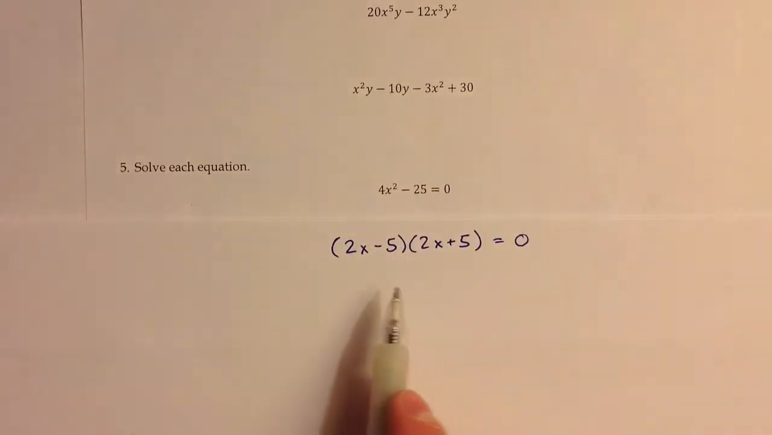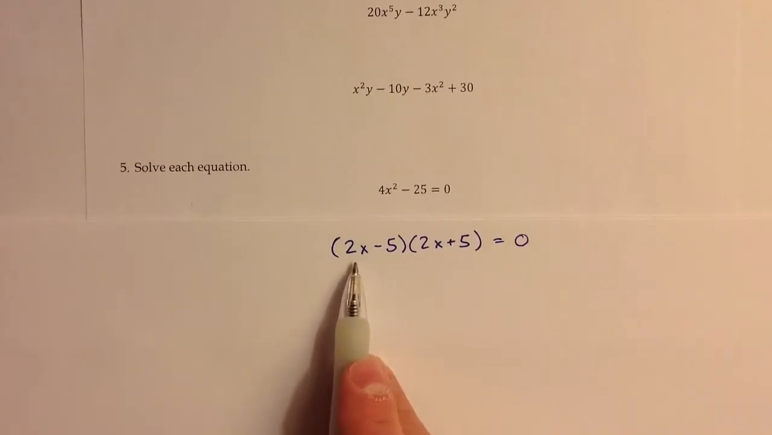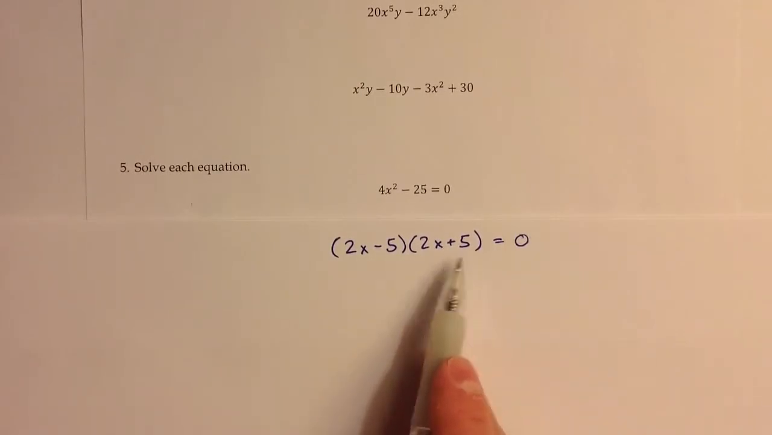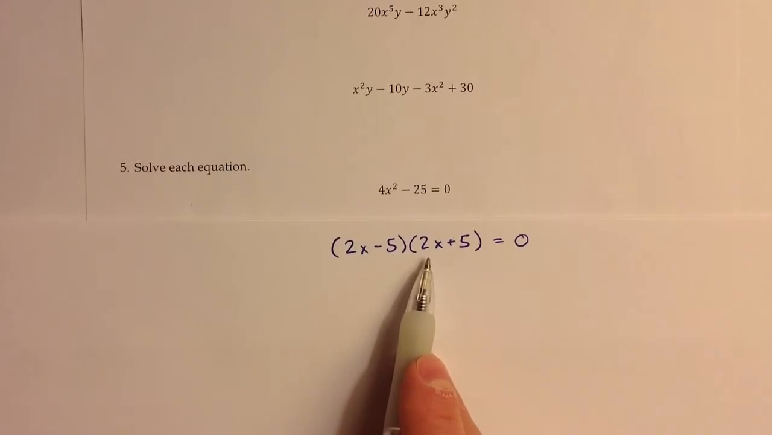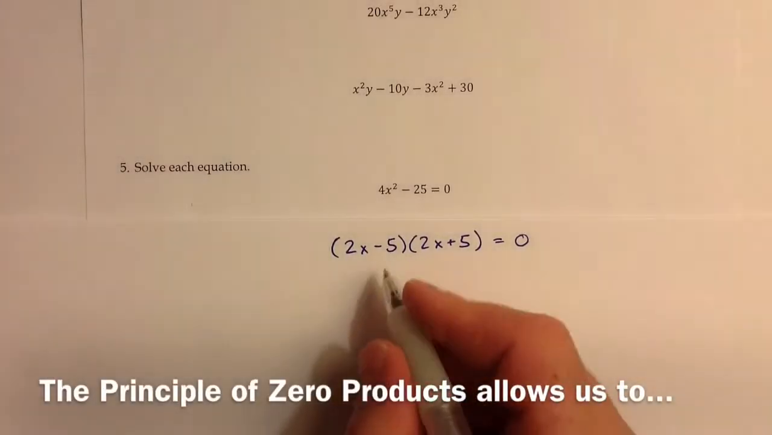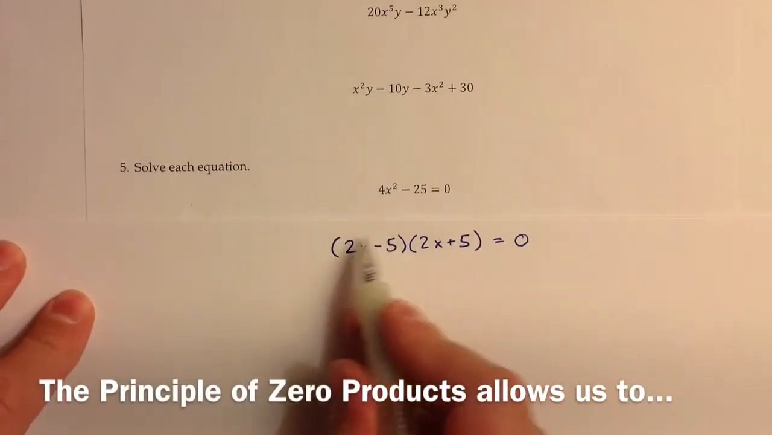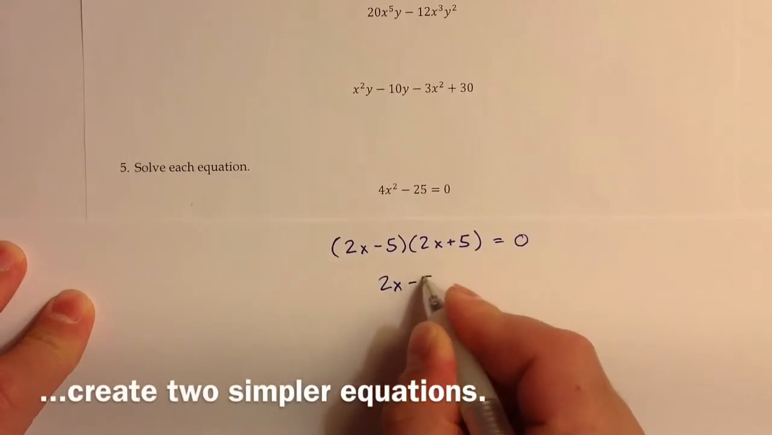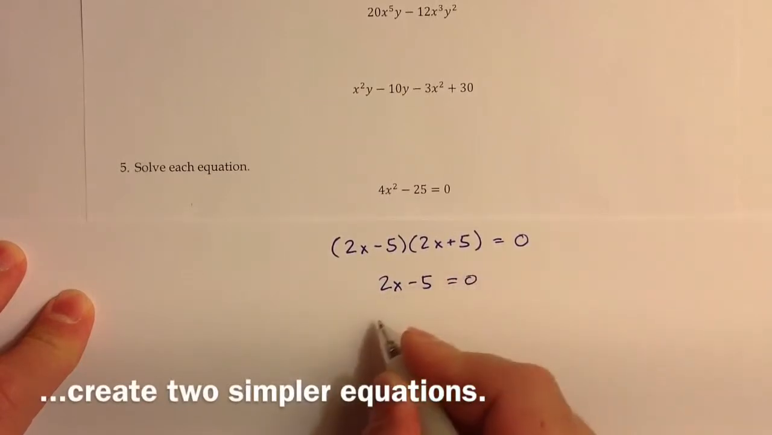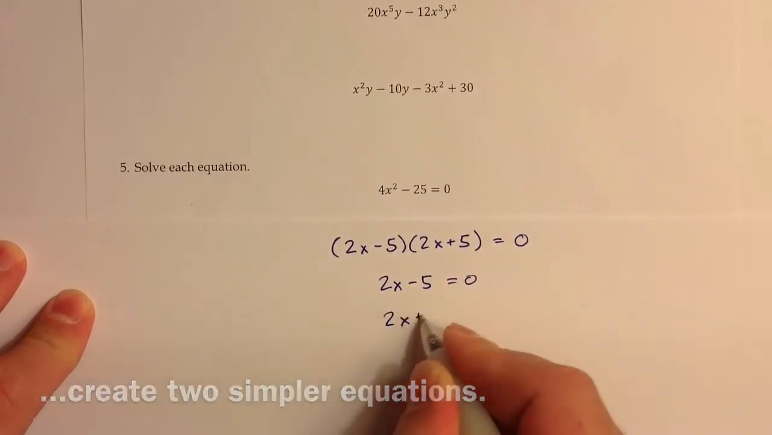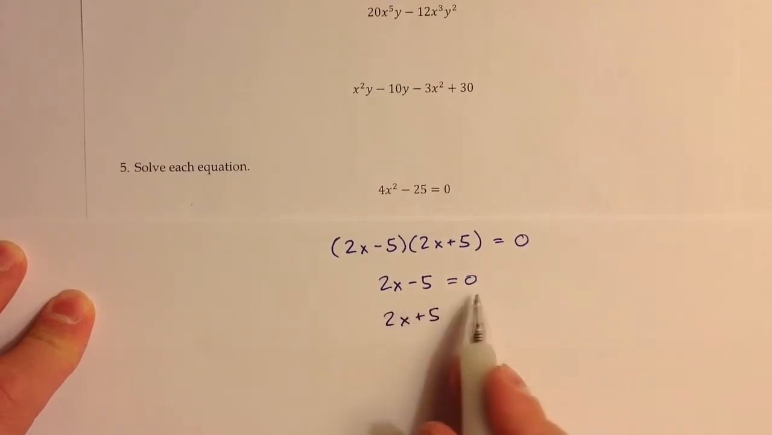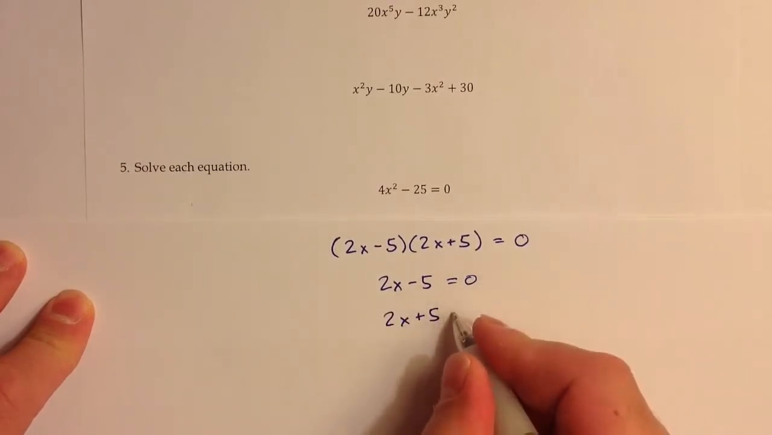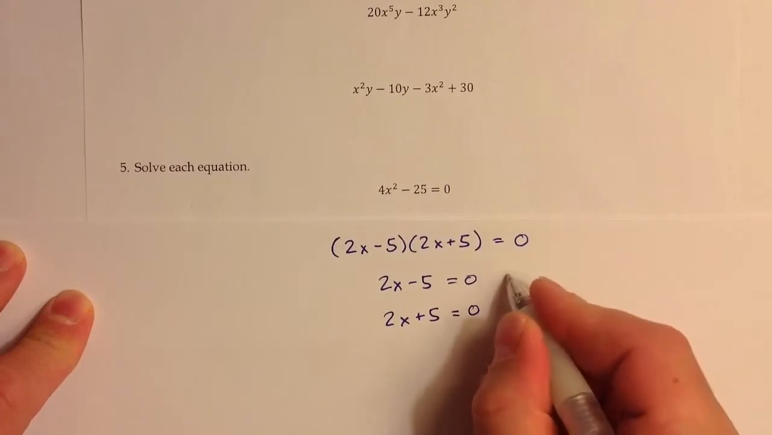And we do get a middle term, but what happens is that 2x times positive 5 is 10x, and negative 5 times 2x is negative 10x, so they cancel each other out. Now, the principle of zero product says the only way I can have two things that multiply together and equal 0 is if one of those actually equals 0. So this becomes 2x minus 5 equals 0, or 2x plus 5 equals 0.